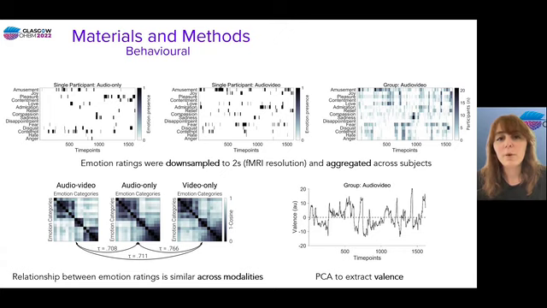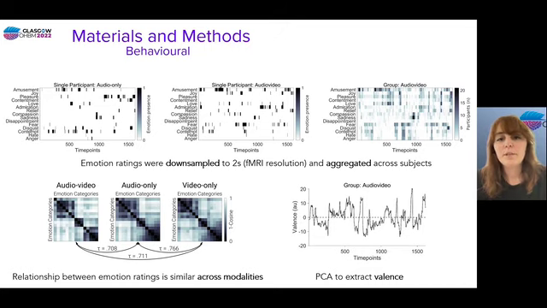The matrices in the bottom part of the slide represent the dissimilarity between emotion ratings within condition, which we then correlated to assess the correlation in the structure of affective responses across conditions. We can observe that there is a strong association between modalities, so overall they all evoked the same type of emotional response. Starting from group-level emotion ratings, we ran PCA and extracted the first component, which was valence.